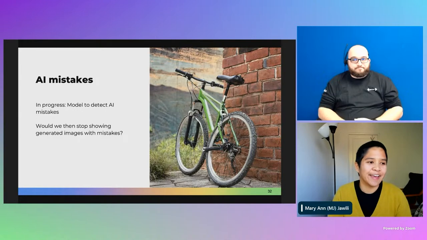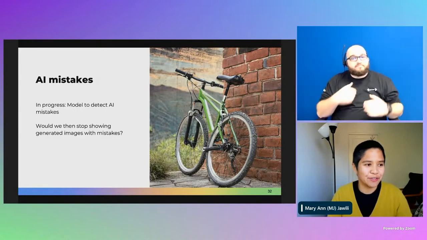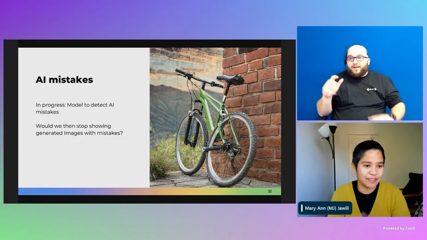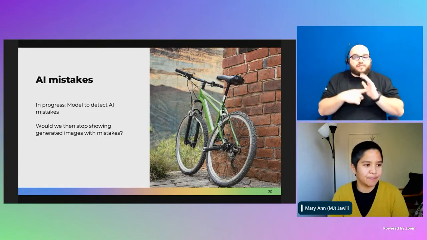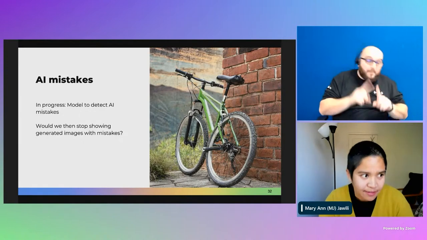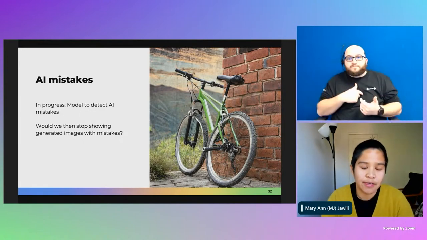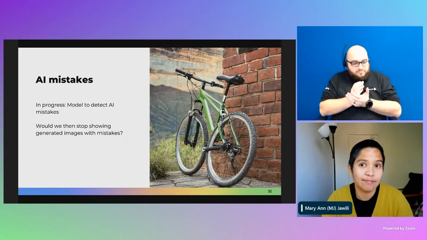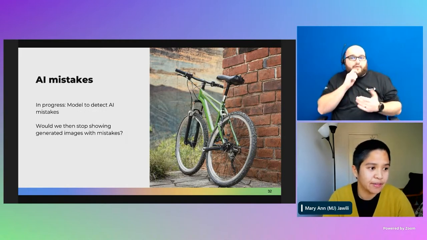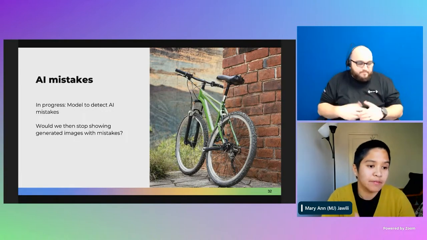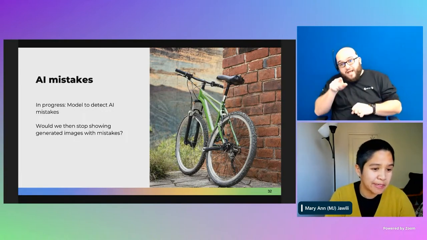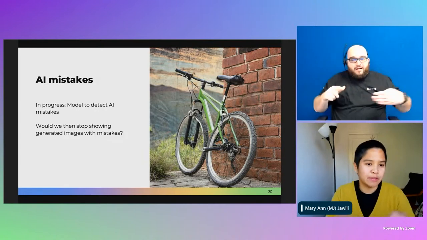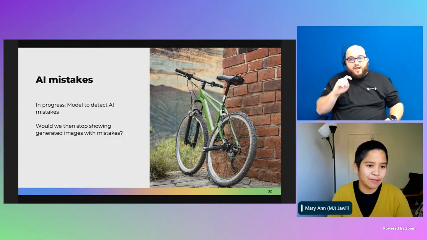I also want to shift gears a little bit and talk about AI mistakes. We'll use a bicycle example, as I'm a big fan of bicycling. We've probably seen examples of text-to-image images being inaccurate. Here we have an example of a bicycle, but it looks like it's missing pedals, and the frame tubes seem to be disconnected towards the back of the bike.